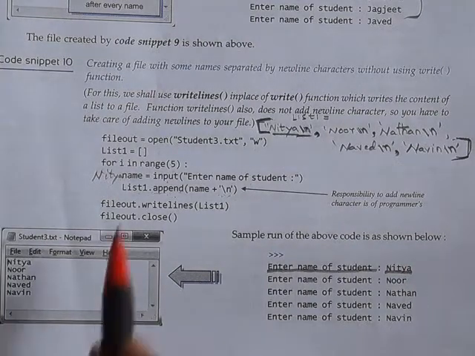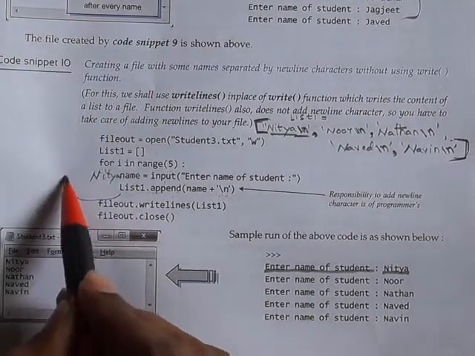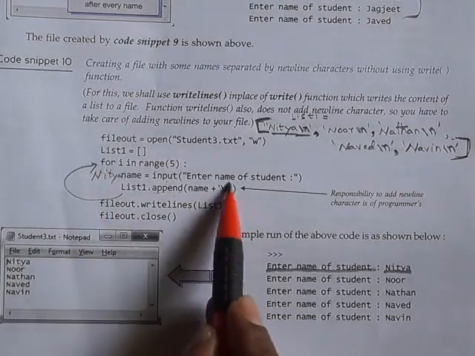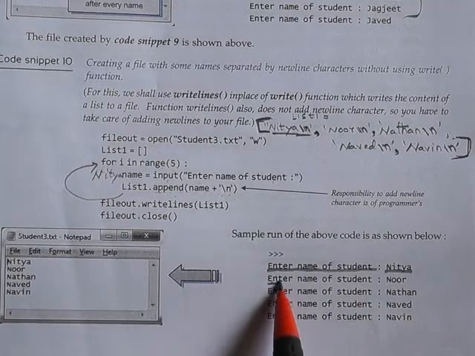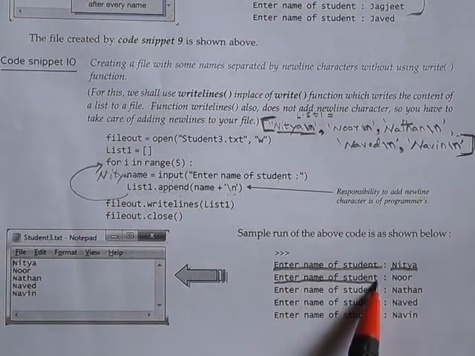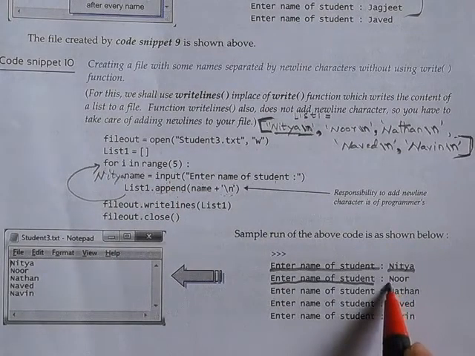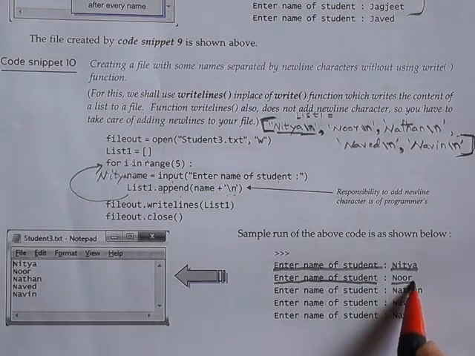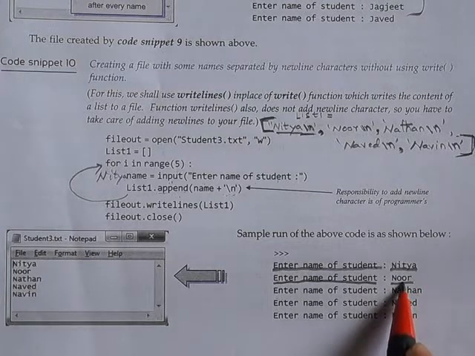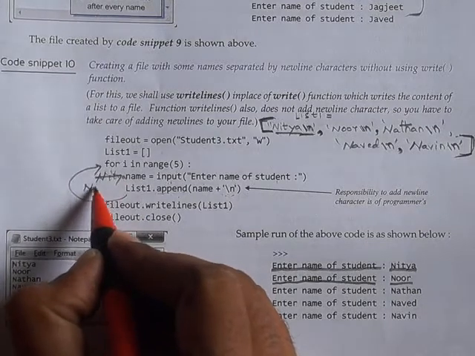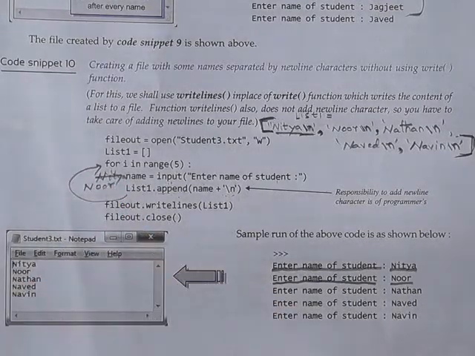Then we are going for the next for loop. Again, enter name of student will be printed on the screen. And this is the keyboard input. You are giving the input Noor, N-O-O-R. And this Noor will be saved in name. Now what is the name value? It is Noor.